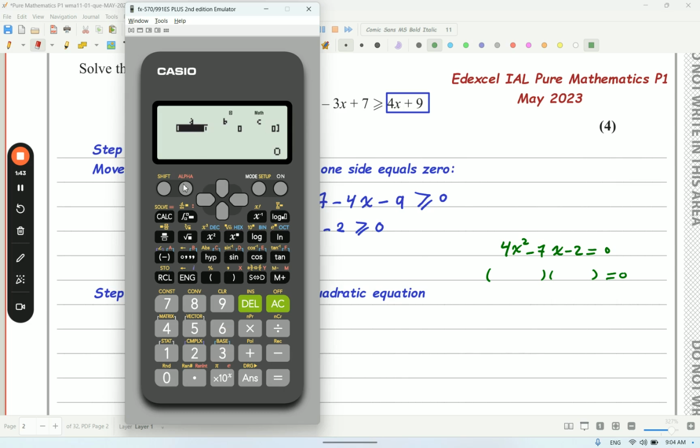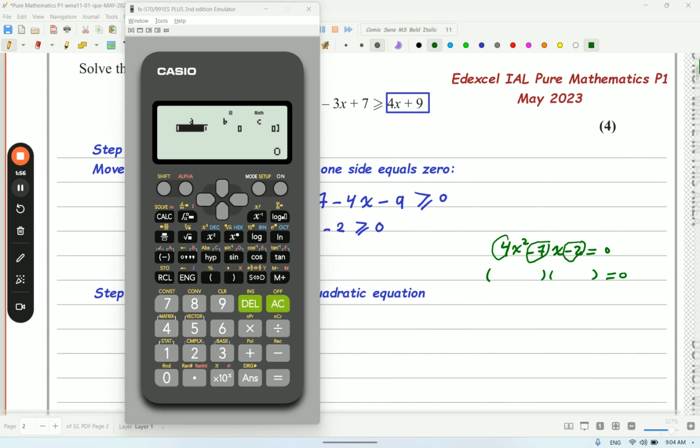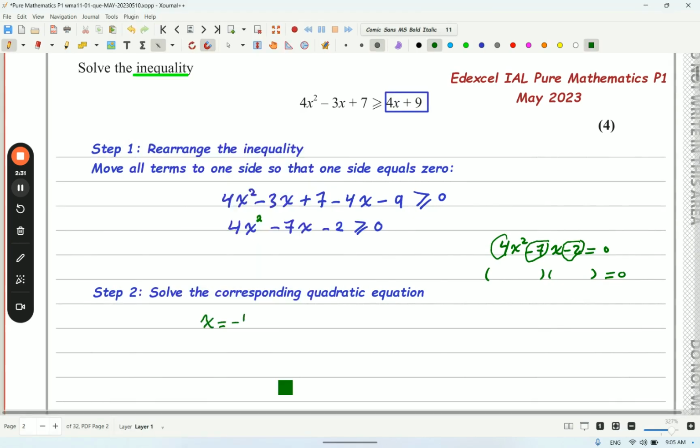Click it. It will ask you for a, b, c. A is the coefficient of x to the power of 2, b is the coefficient of x, and minus 2 is the value of c. So the coefficient of x squared, a, is 4, the coefficient of x is minus 7, and the constant term is minus 2. Equal, again equal, and we'll have x1 equal 2, so the first solution is x equal 2, the second is minus 1 over 4. So here we have x equal negative 1 over 4, and we have x equal 2.